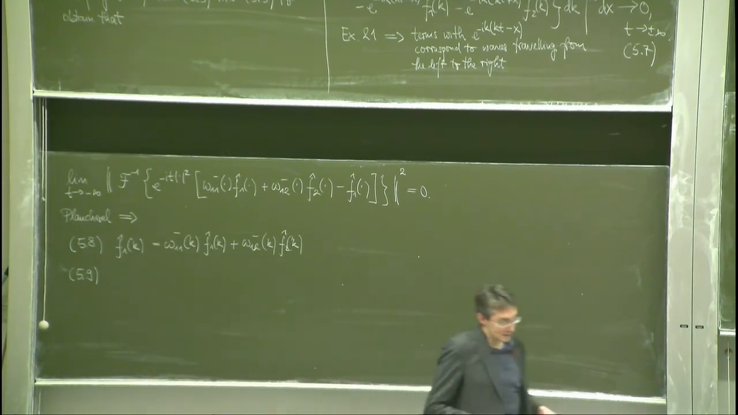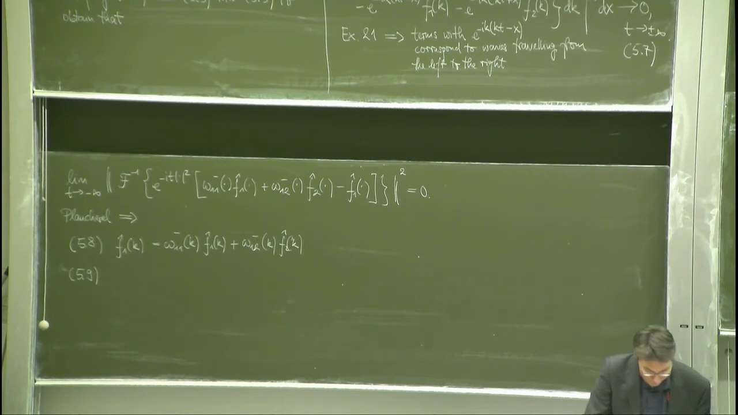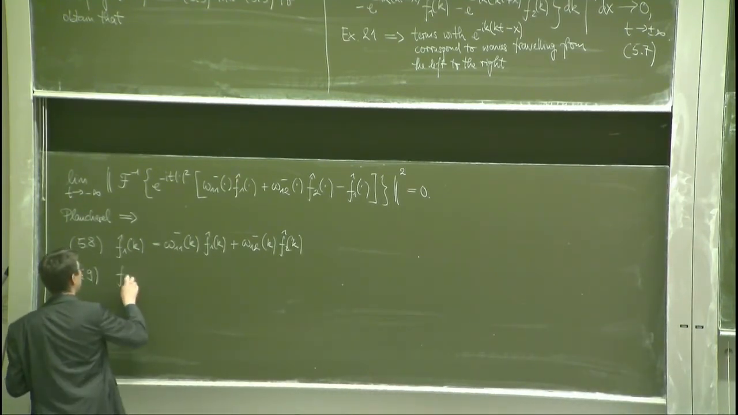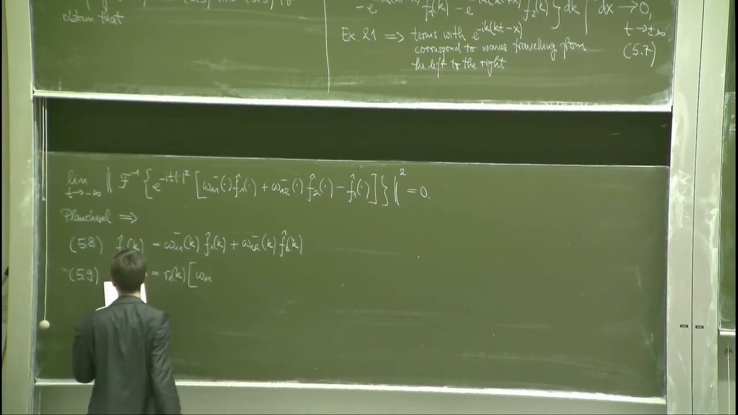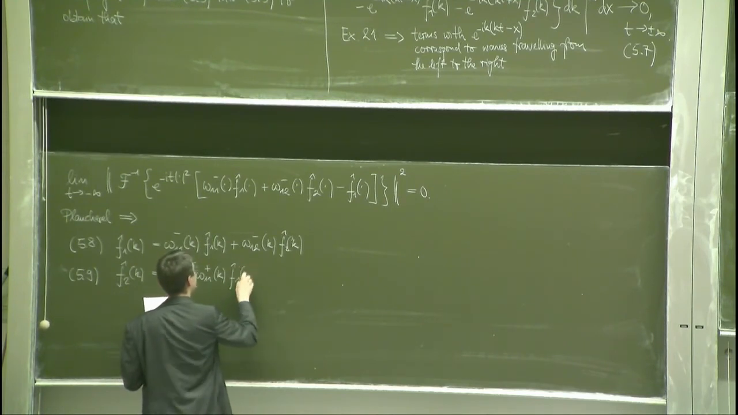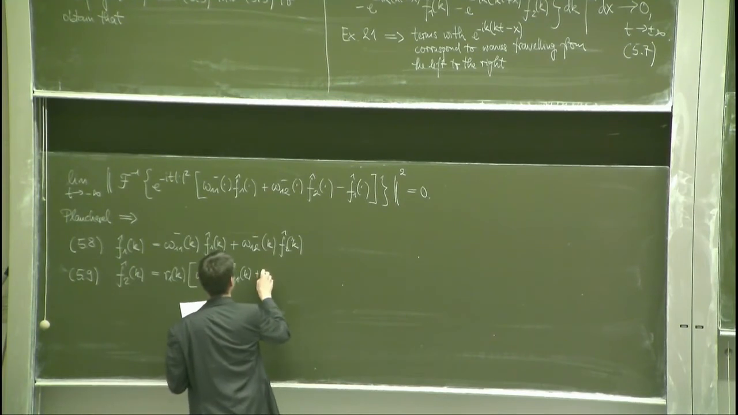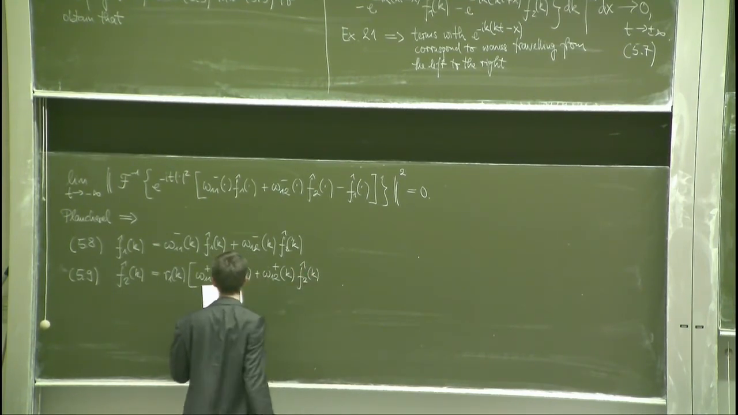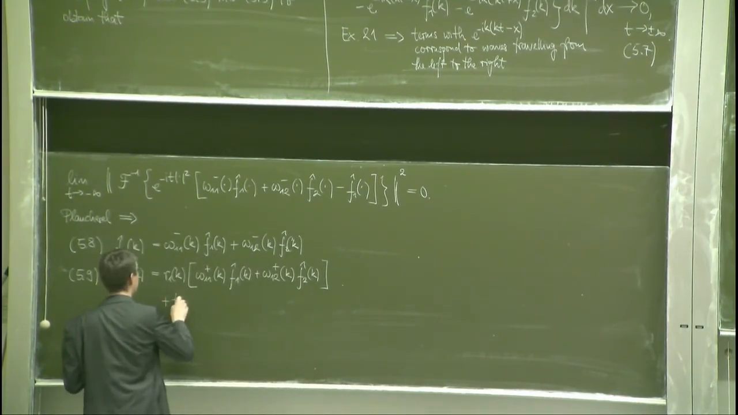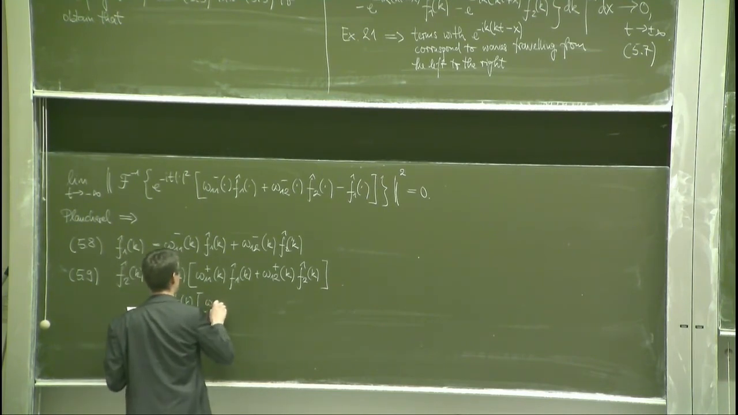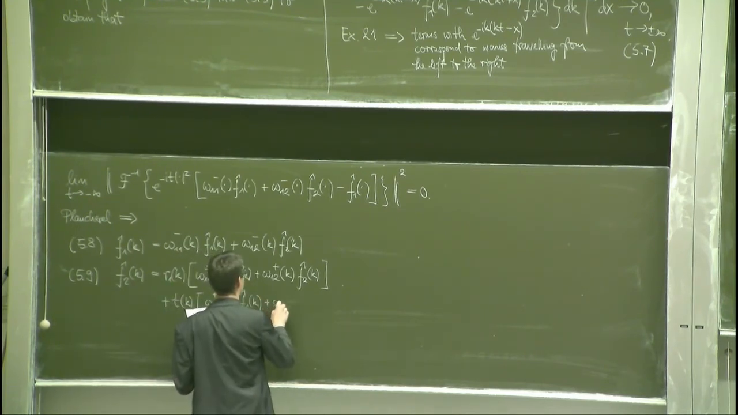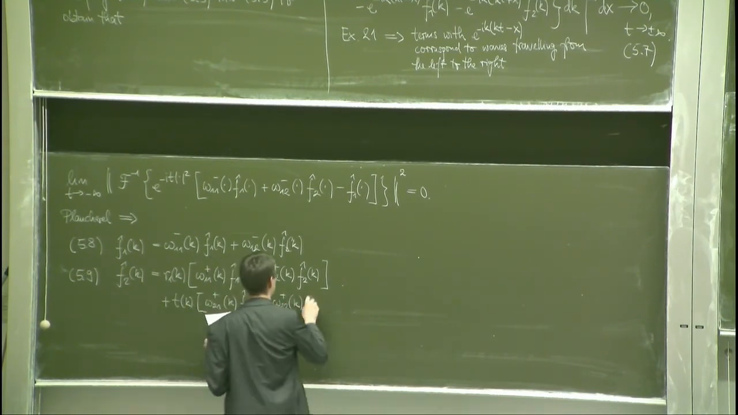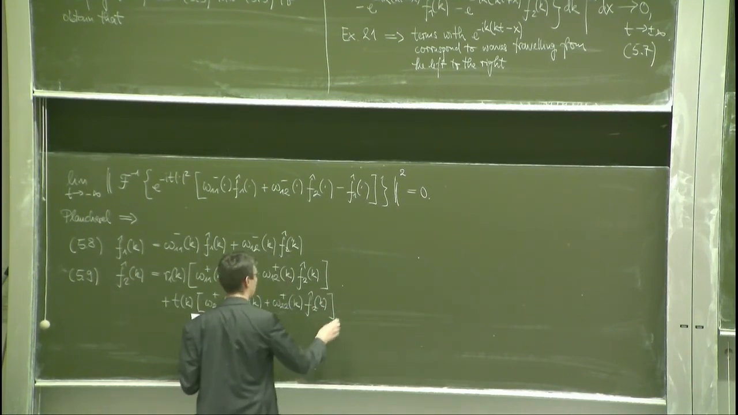And similarly, we obtain from the other limit on the other blackboard 5.9, that F2 hat of k has to be equal to R1 of k, and then in brackets omega 1, 1 plus of k, F1 hat of k, plus omega 1, 2 plus of k, F2 hat of k, plus the term with the transmission coefficient, and it reads omega 2, 1 plus of k, F1 hat of k, plus omega 2, 2 plus of k, F2 hat of k. This is 5.9.